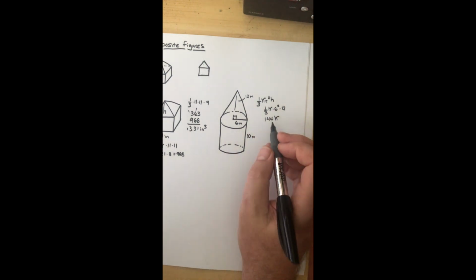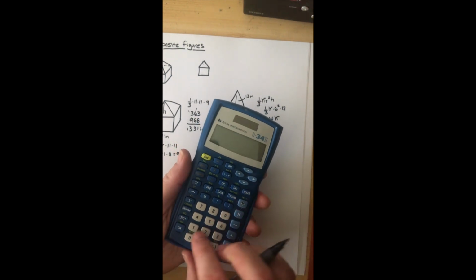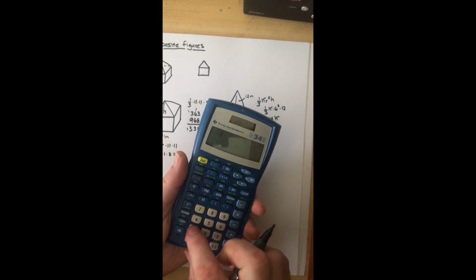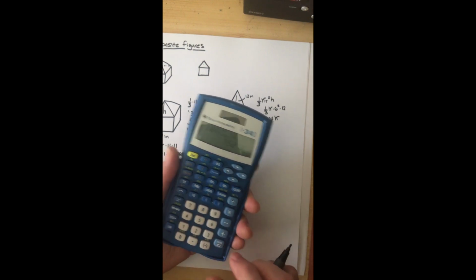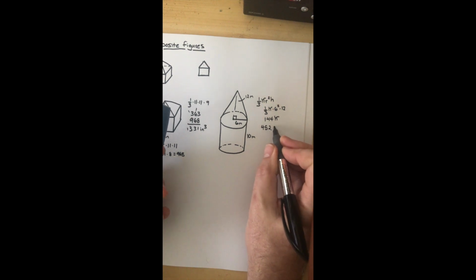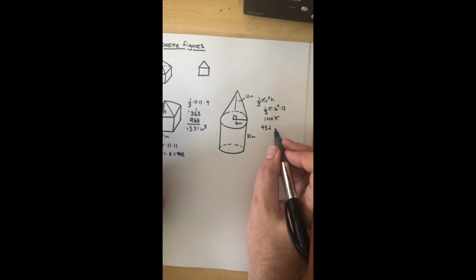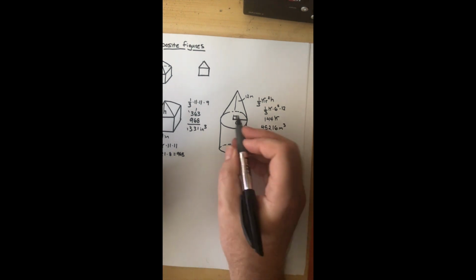If I do 144 times pi, I'm going to have to break out my lovely calculator here because that's more than my brain wants to do. 144 times 3.14 is about 452.16. And that is meters cubed.